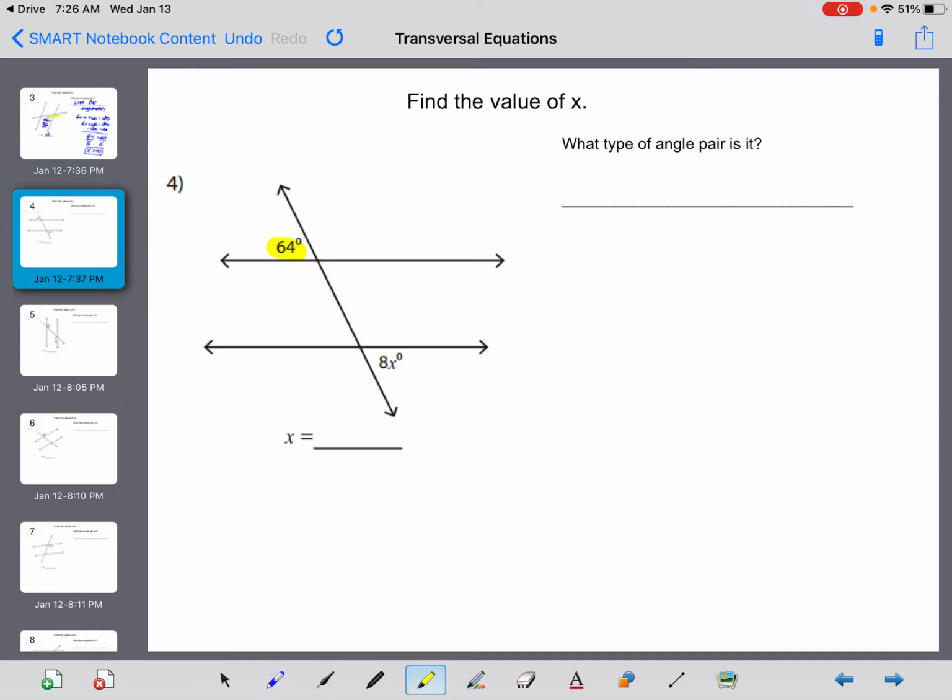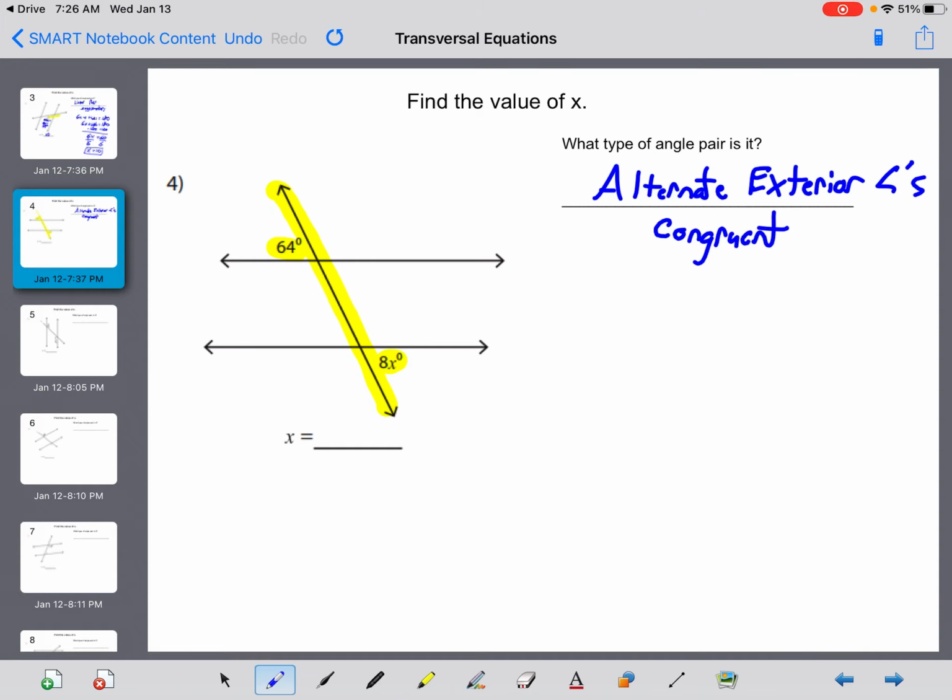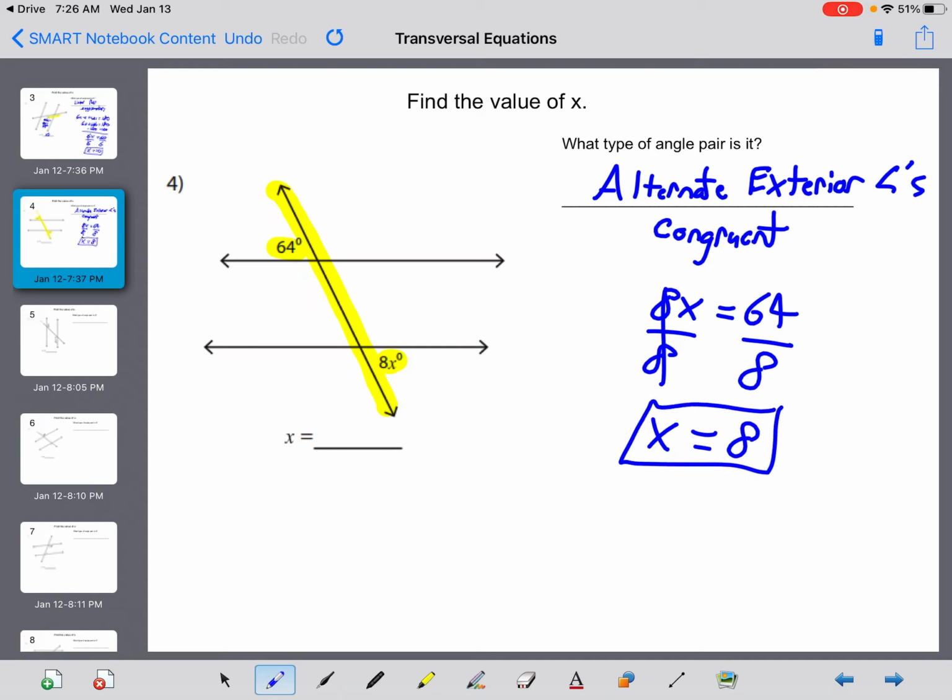Okay. Here we have 64 on the outside, 8x on another exterior, and these are on alternate sides of the transversal. So these are alternate exterior angles. And alternate exterior angles are congruent. So we're going to set these equal to each other. 8x equals 64. One-step equation, divide both sides by 8, and x equals 8. Here we have 8 times 8, which is 64 degrees.